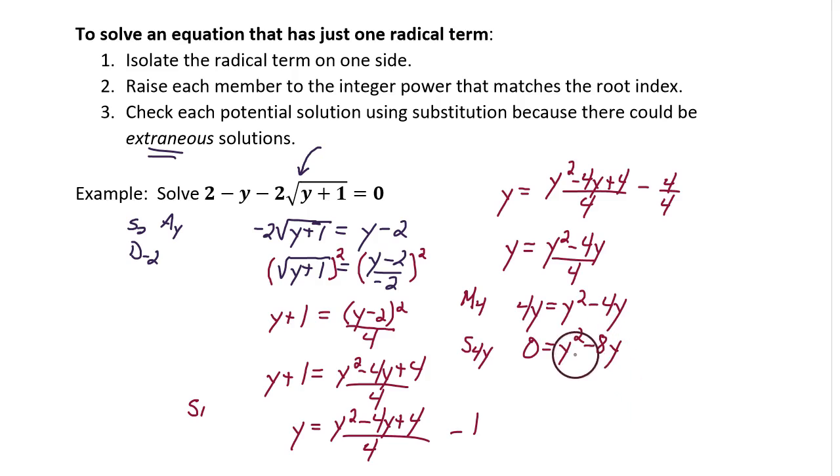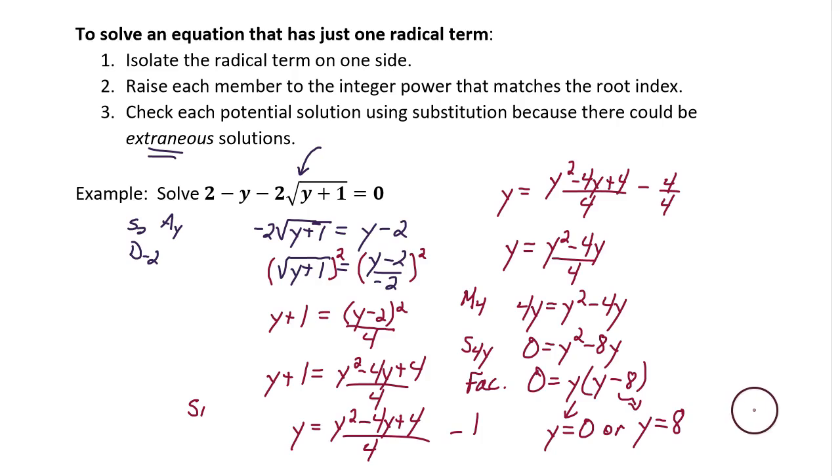At this point, we can solve the quadratic equation with factoring or completing the square or the quadratic formula. I'm going to use factoring because both terms divide by y. So we have y times y minus 8. From the first factor we get y equals 0, and from the second factor when we solve for y, we get y is equal to 8.